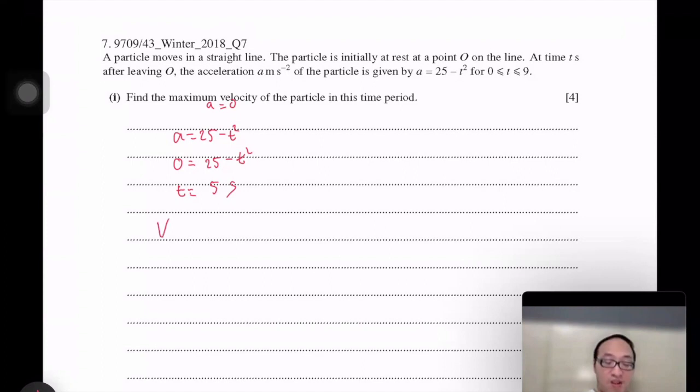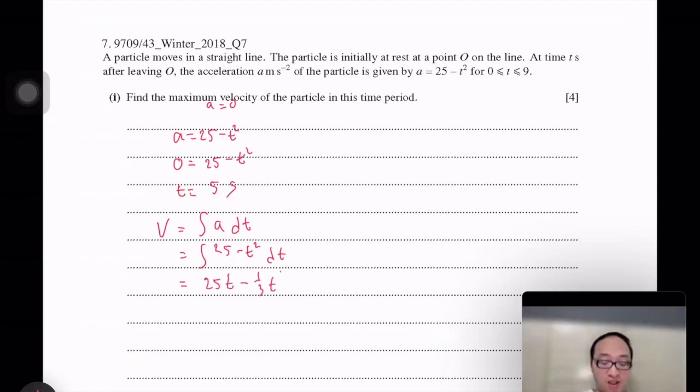Now we need to find the equation for v. So v is the integration of a with respect to t. So v equals the integral of 25 minus t squared dt, which equals 25t minus 1 over 3 t cubed plus c. Don't forget, we have to add c for every integration. How do we find c?